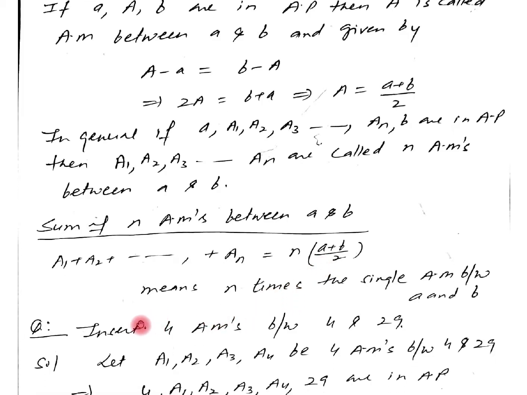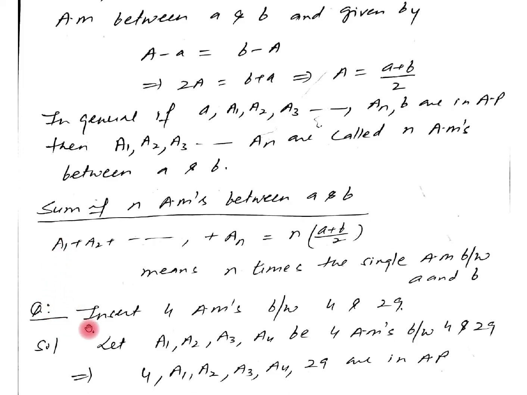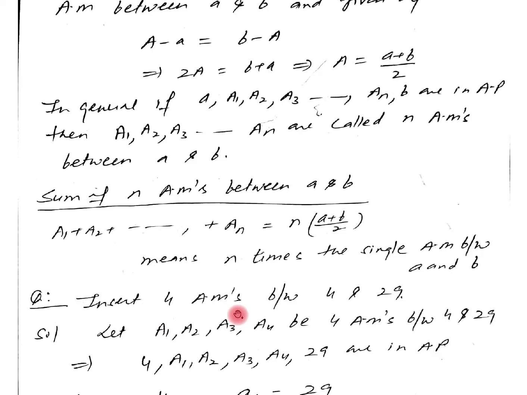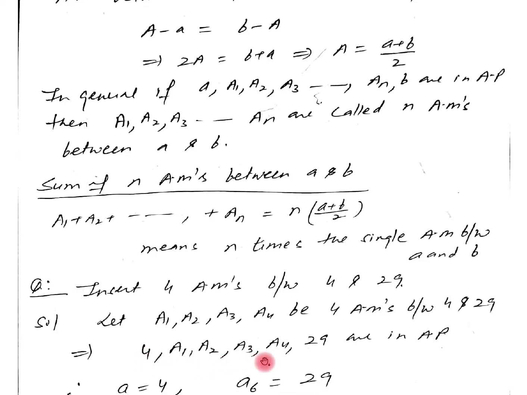Now let us see the questions. The questions are very interesting and they will clear the concept very easily. Insert 4 arithmetic means between 4 and 29. As I told you earlier, between any two numbers we can insert any number of arithmetic means. The main point is that when we introduce arithmetic means between two numbers, the resulting sequence is always in AP. Keep this point in mind.